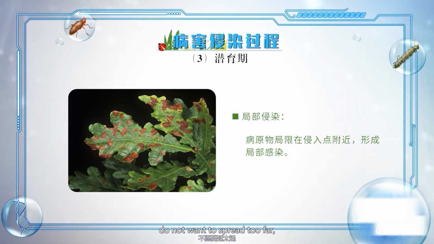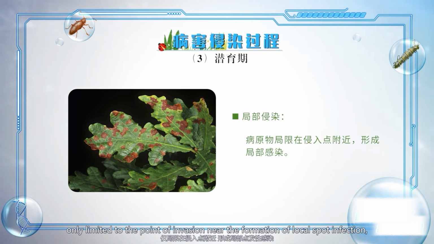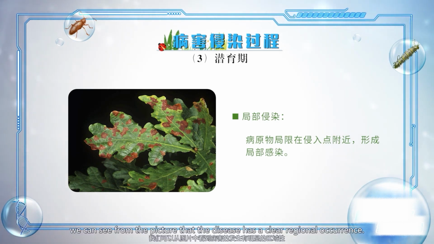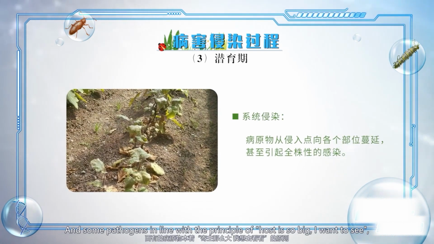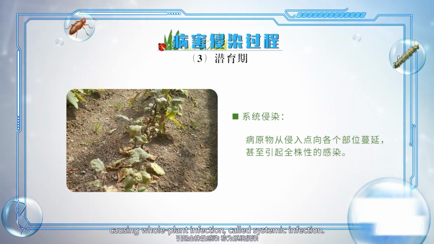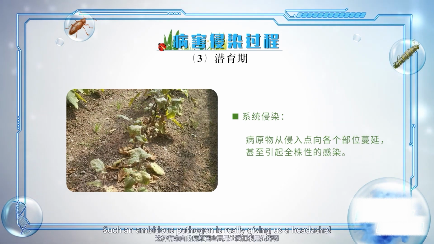Some pathogens do not want to spread too far, and are limited to the point of invasion, forming a local spot infection, known as local infection. For example, fungal leaf spot disease. We can see from the picture that the disease has a clear regional occurrence. And some pathogens are more ambitious and want to spread from the point of invasion, causing whole plant infection, called systemic infection. For example, tomato bacterial wilt. The whole plant shows obvious symptoms.